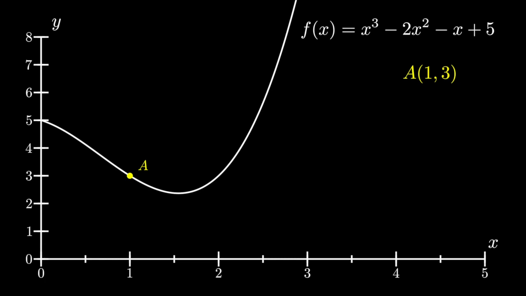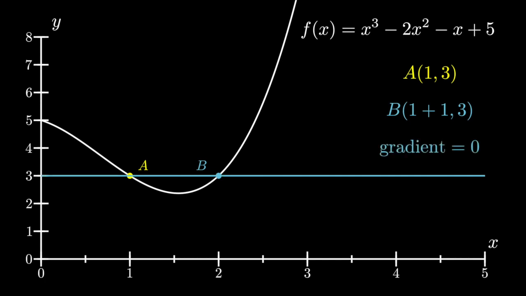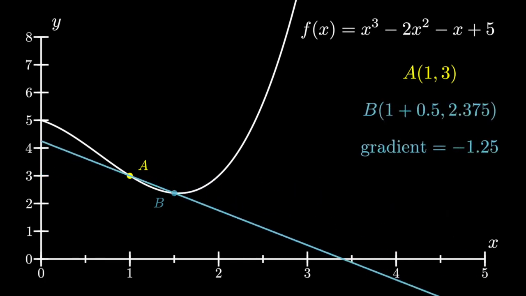Now, let's take a small increment h from x is equal to 1 and take that point on the graph, naming it B. Let's start with h is equal to 1, which means that the point B is (2, 3). So the gradient of the graph is calculated to be 0. However, we can see that this is far from the actual value of the gradient. So let's take a smaller value of h, let's say 0.5. The gradient when taking these 2 points is minus 1.25. We can see that this is still not accurate enough.